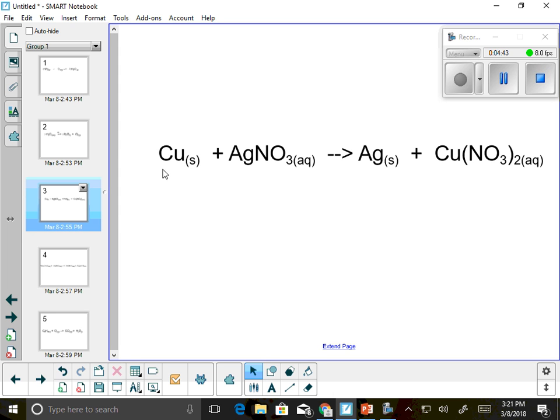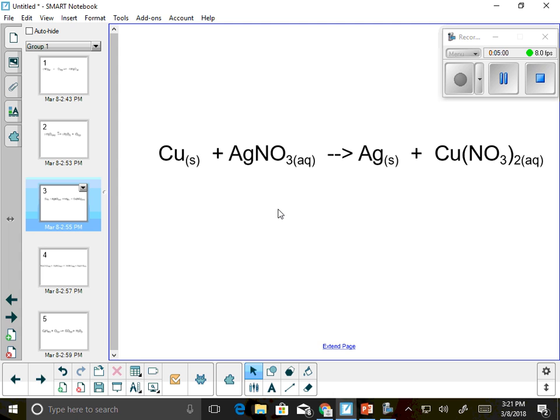Original equation would look like this: copper solid, silver nitrate solution makes silver solid and copper nitrate solution. Notice that there's a 2 because this is copper(II) nitrate. That means we have 2 nitrates on this side and only 1 nitrate on this side.